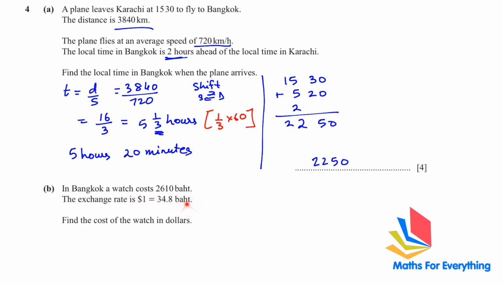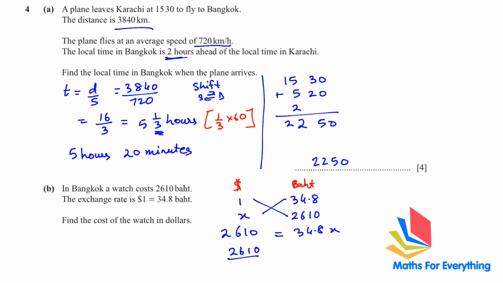In Bangkok, a watch costs 2,610 baht. The exchange rate is given to us. Find the cost of the watch in dollars. Whenever you have a currency change question, write down the currencies that you have. You have dollars and you have baht. And $1 is equal to 34.8 baht. So 2,610 is equal to how much? Cross multiply. 1 multiplied by 2,610 is going to give us 2,610. 34.8 multiplied by x. As it is a multiply, when you bring it to the other side, 34.8 is going to be a divide. And this will give you x is equal to 75. So the cost of the watch in dollars is $75.